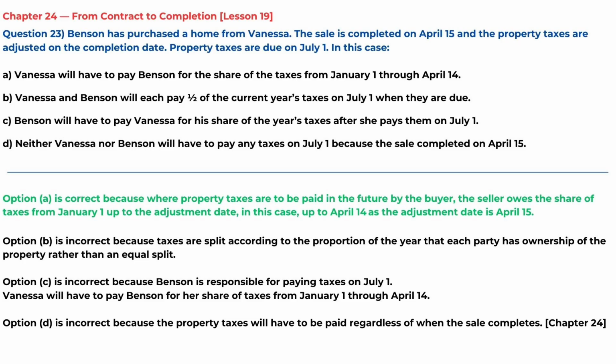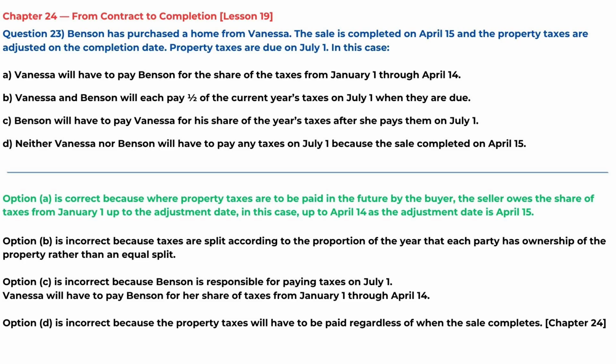Property taxes are due on July 1st. In this case, option A is correct, because where property taxes are to be paid in the future by the buyer, the seller owes the share of taxes from January 1 up to the adjustment date. In this case, up to April 14, as the adjustment date is April 15.